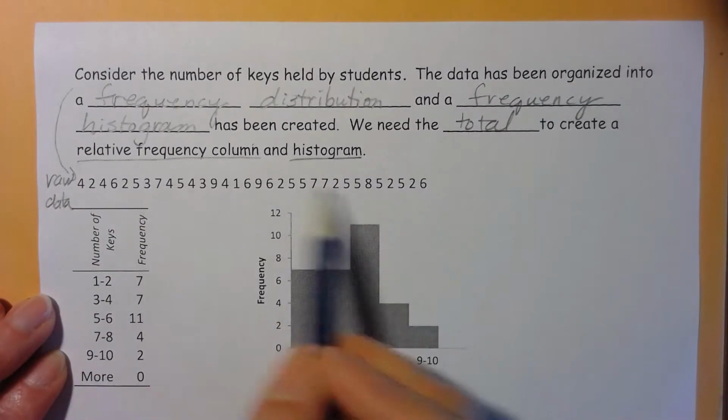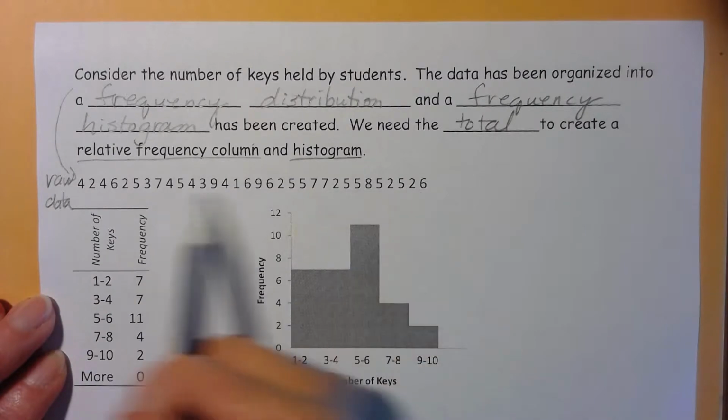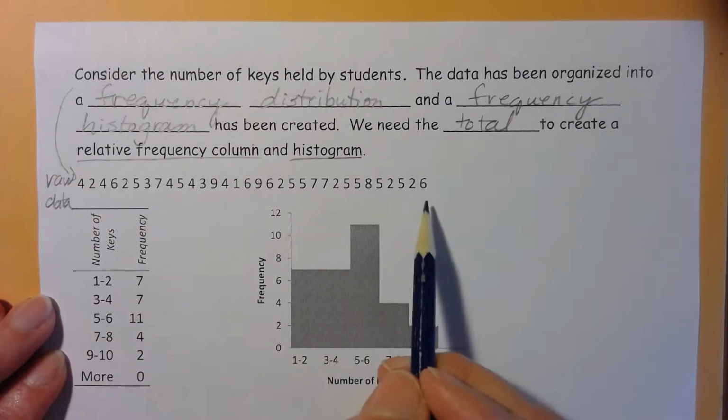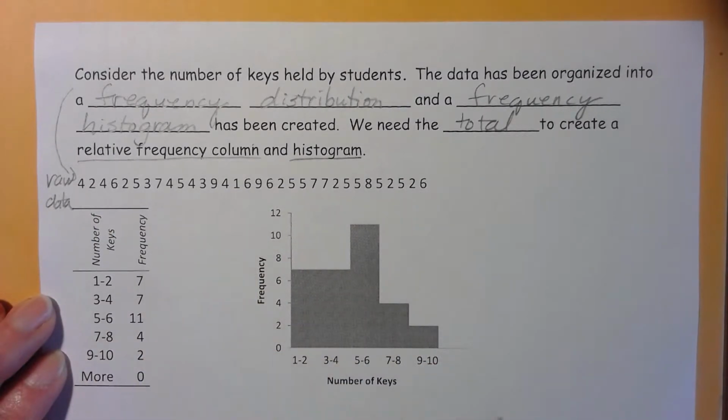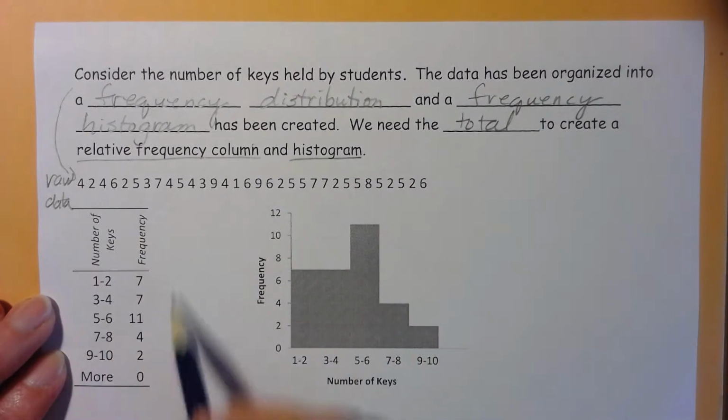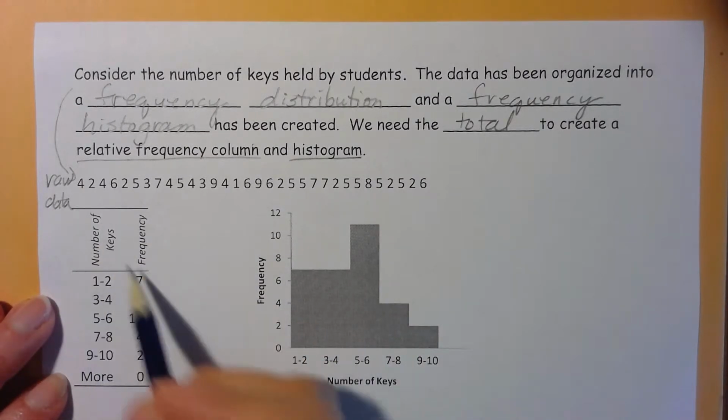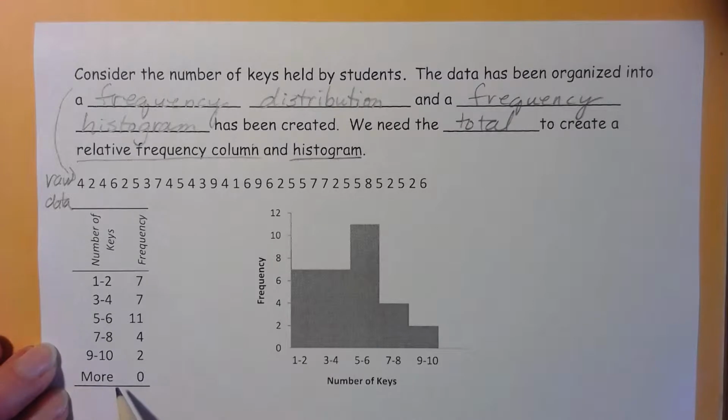So going back to our raw data, we can look at that raw data and it's all jumbled. You can't see any pattern there. You don't know if there's a lot of 2s, 3s, 4s, and 9s. You really need to get it organized. And that's what the distribution table does for us here. It organizes it for us.